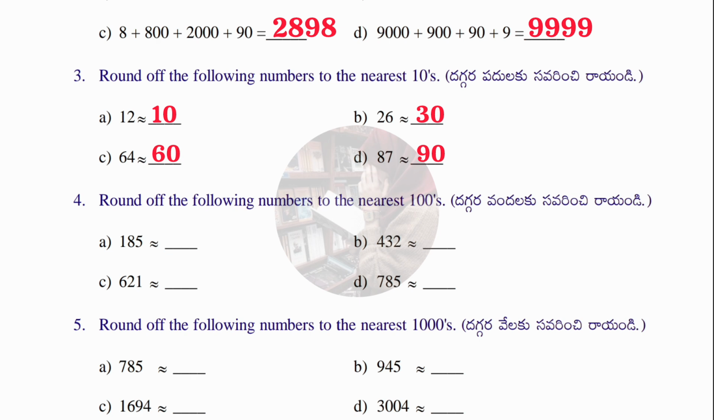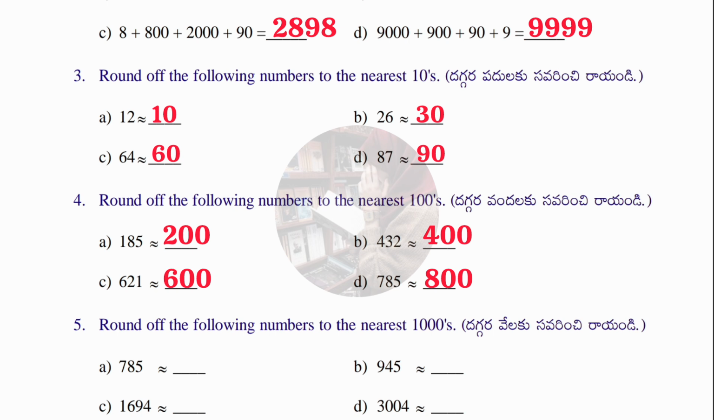Understood, guys? Let's move on to the fourth Roman, which is round off the following numbers to the nearest hundreds. Hundreds nearest we have to write down. So first number is 185. 185, nearest number is 200. Next, second one, 432, its nearest number is 400. Next 621, nearest number is 600. So 785, nearest number is 800.